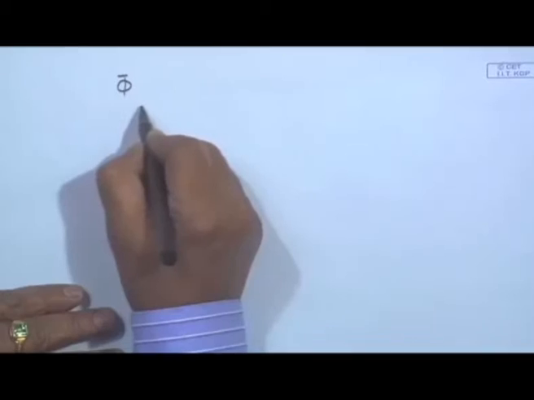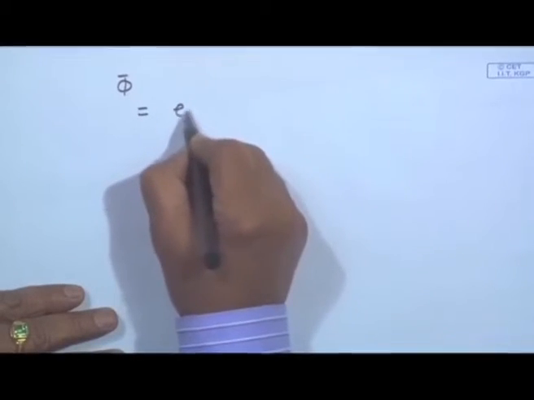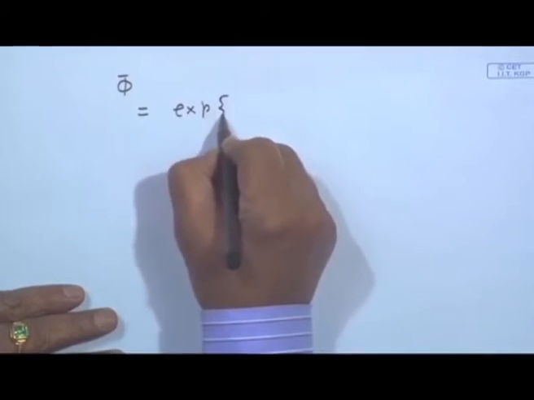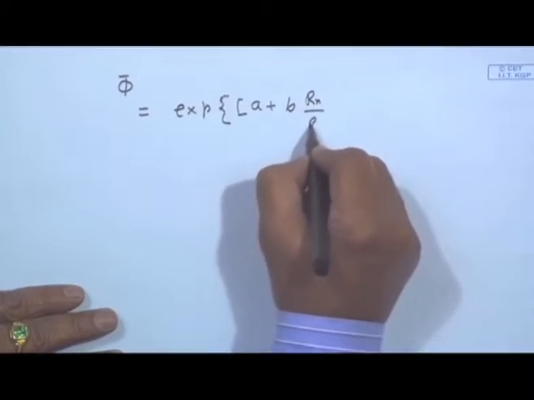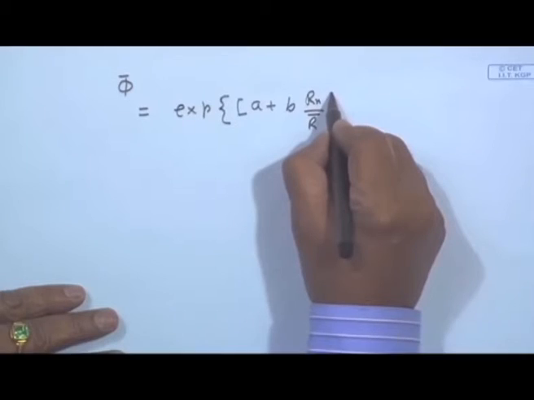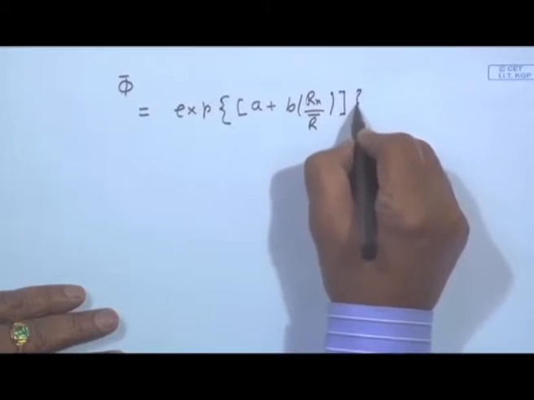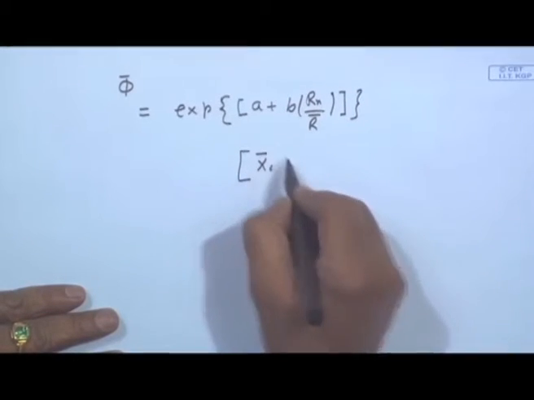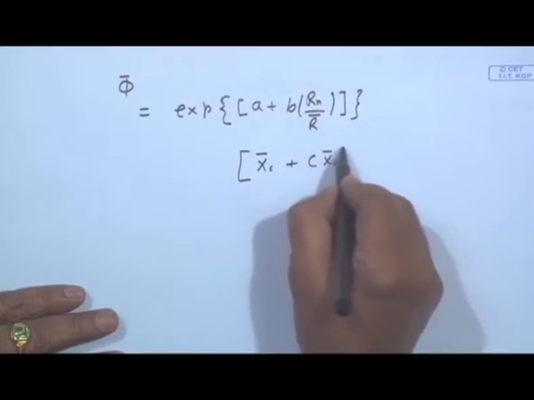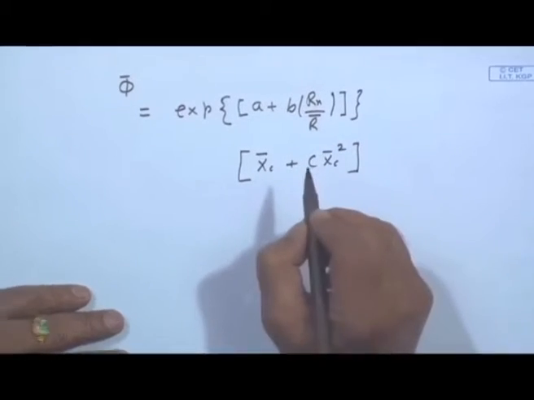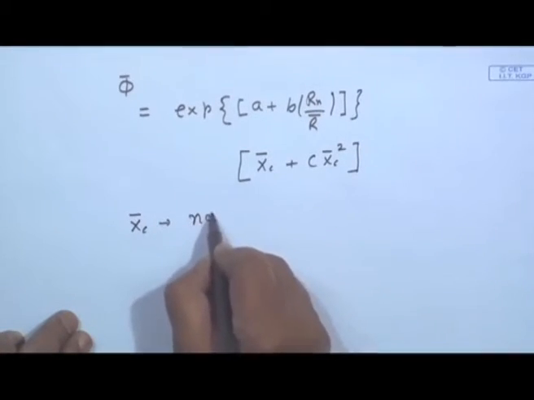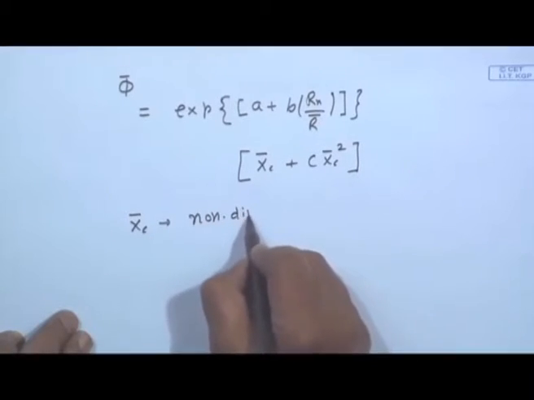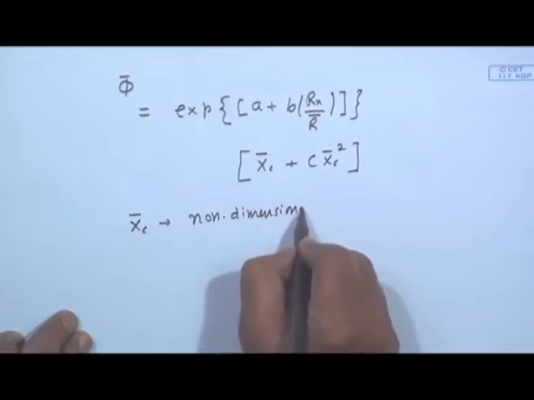This has been correlated by Klein as exponential of A plus B Rn upon R bar, times Xc bar plus C Xc bar square, where Xc bar is the non-dimensional critical level which we have defined.